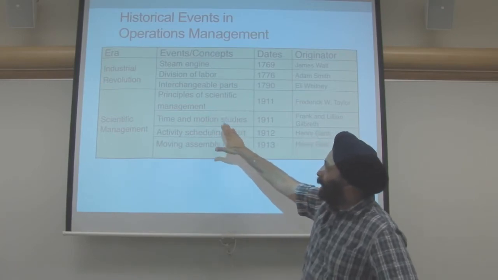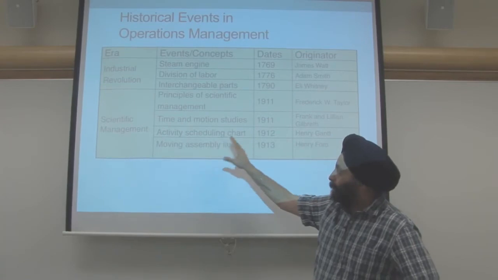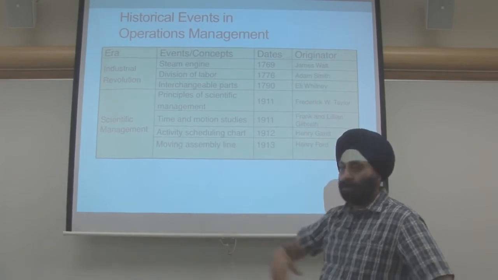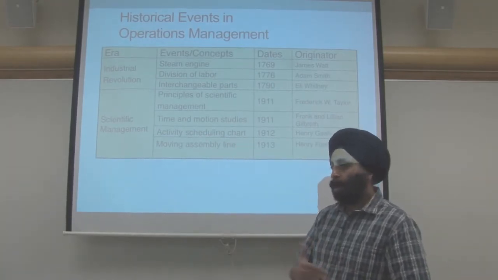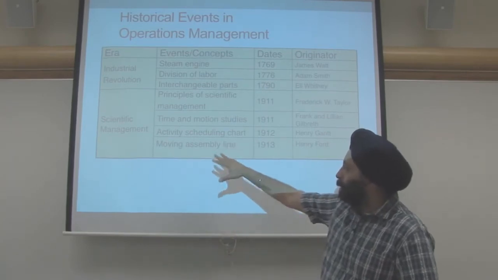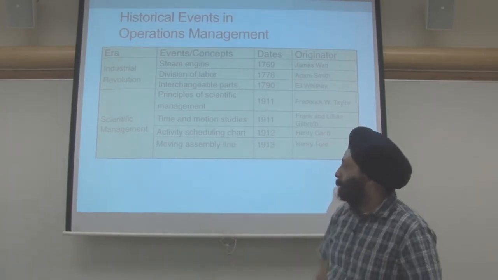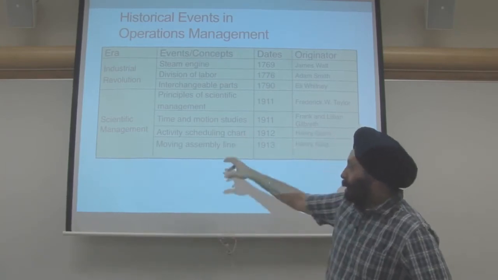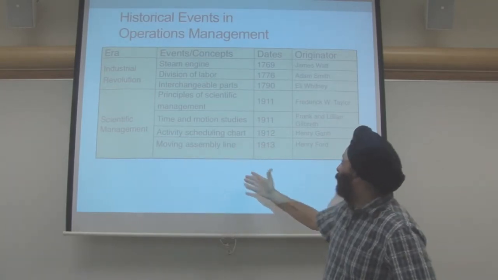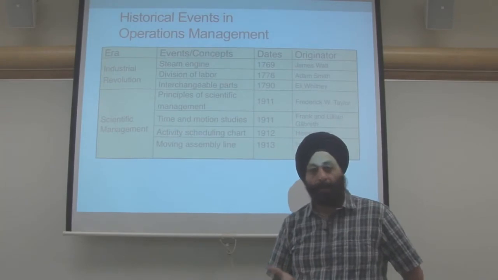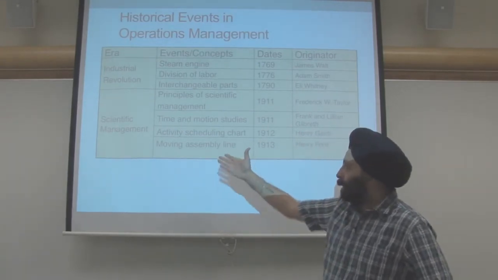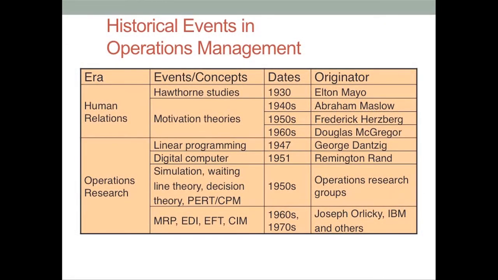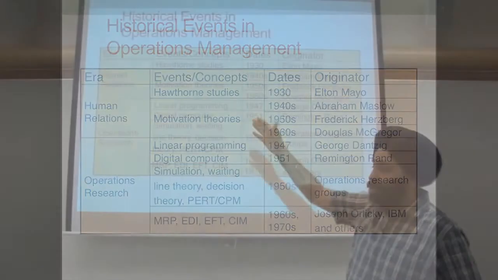After that, in the scientific management era, which started in the early 20th century, came the principles of scientific management and time and motion study, and then other key operations tools that were created, such as the activity scheduling chart as to who will be working on what machine, etc., so that we are not having any confusion on that aspect. That came from Gantt, and the Gantt chart is one of the cornerstones of project management even to this day. The moving assembly line, Henry Ford's Model T, the first car in mass production, was created back in 1913.